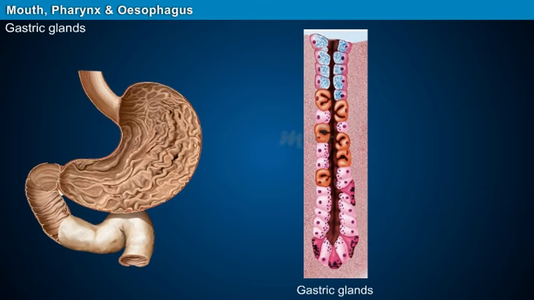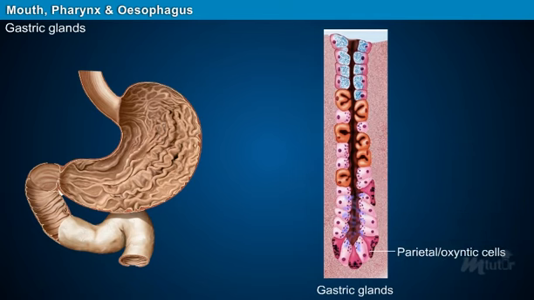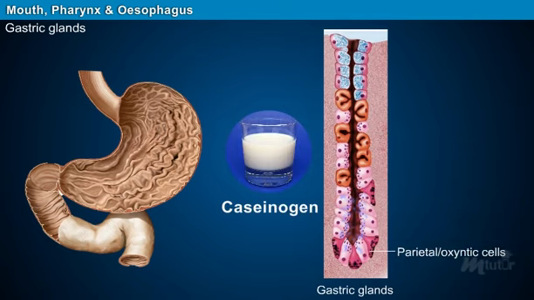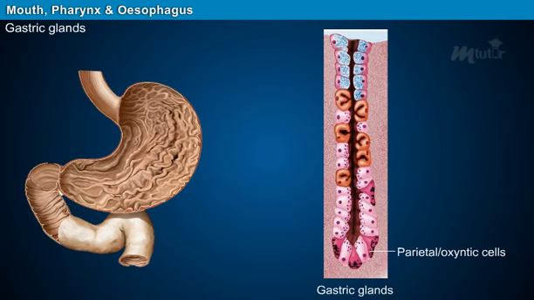Chief cells: pepsinogen is secreted as an inactive protein, which is converted into active pepsin by hydrochloric acid. Pepsin curdles milk: it acts on water-soluble caseinogen, that is, milk protein, to form insoluble casein. Parietal or oxyntic cells.